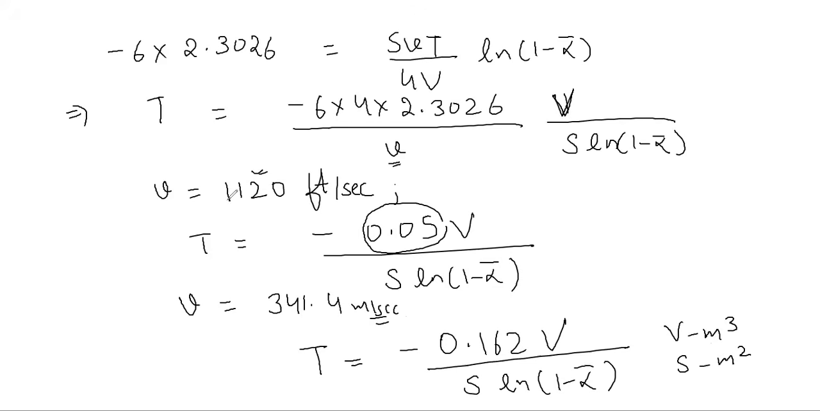When you are taking velocity in feet per second, that by default means that your volume has to be in feet cube, and your surface area has to be in feet square. And this expression for reverberation time is called the Eyring formula.